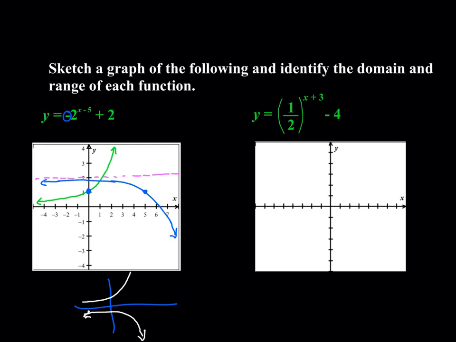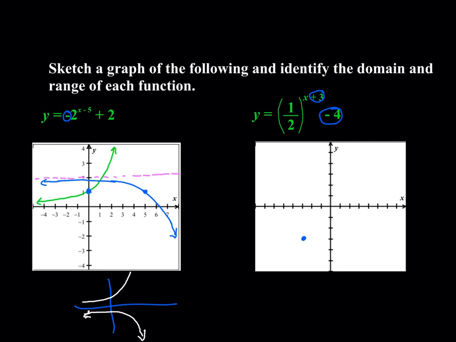All right, so the next one, still looking at the parent function at the 0, 1 point, we're going to move it left 3 units and down 4 units. So left 3, down 4 is going to put us right here.